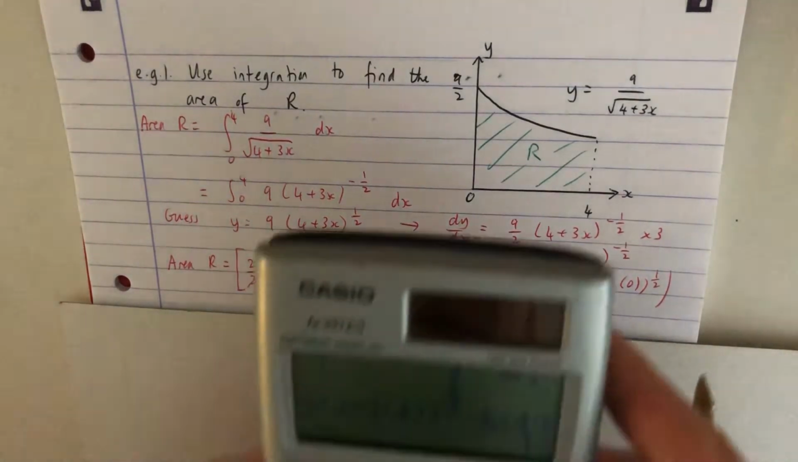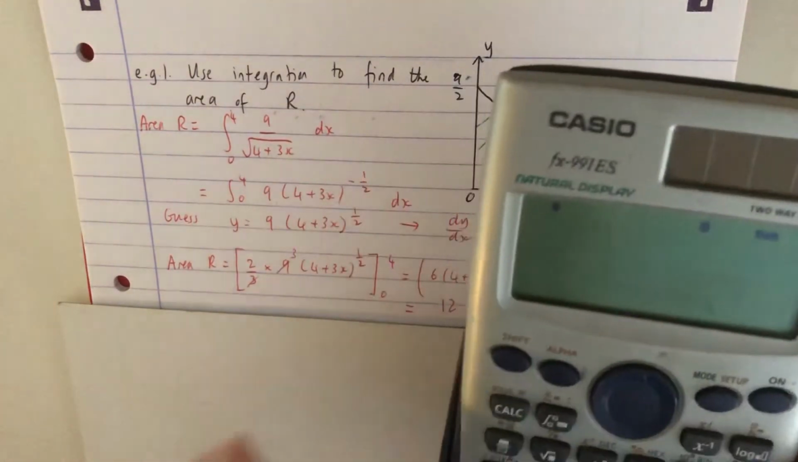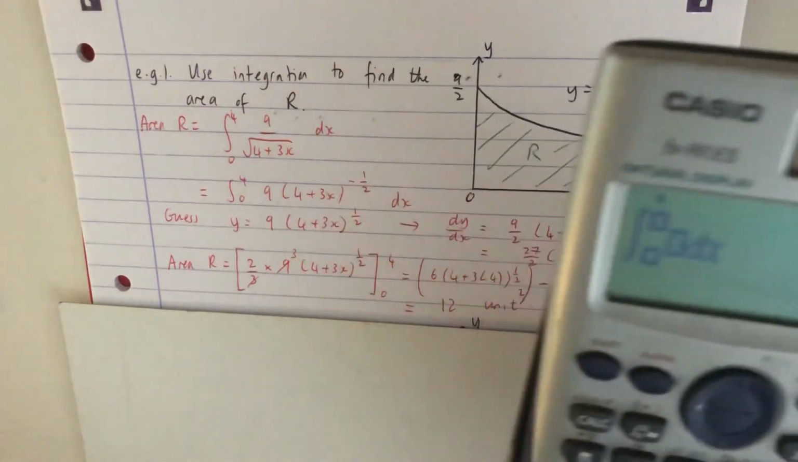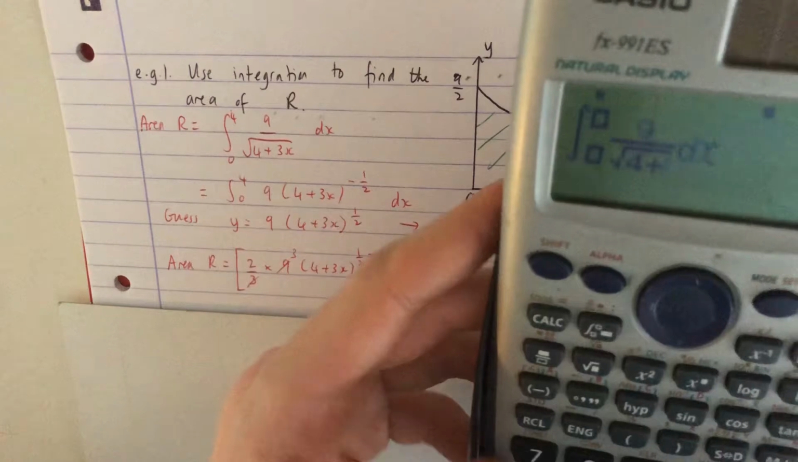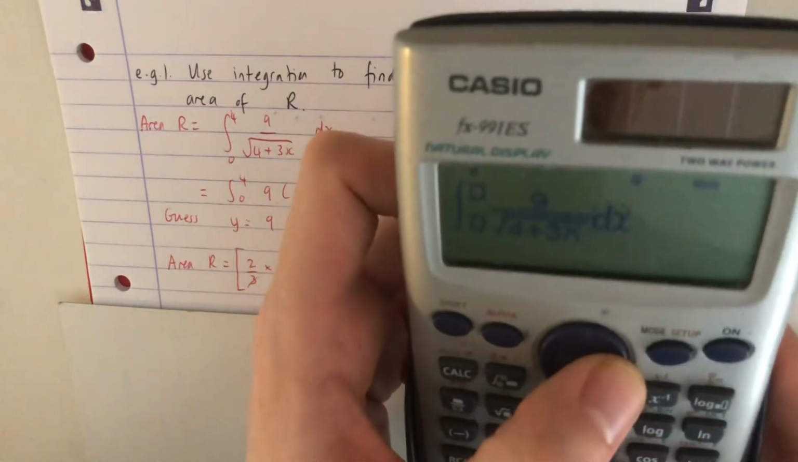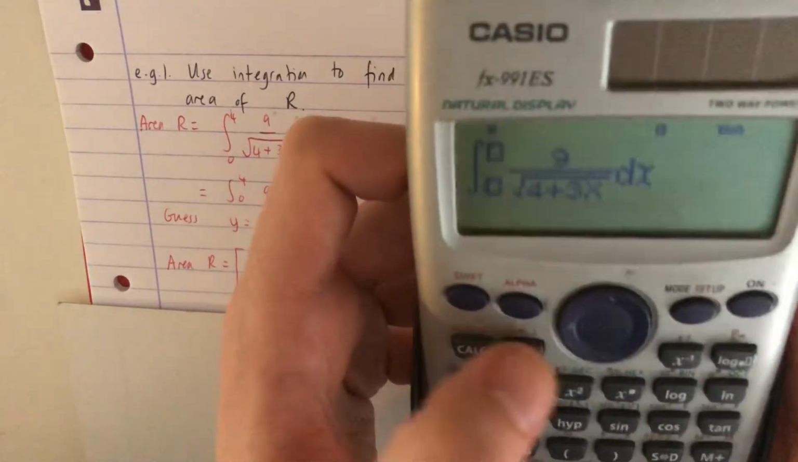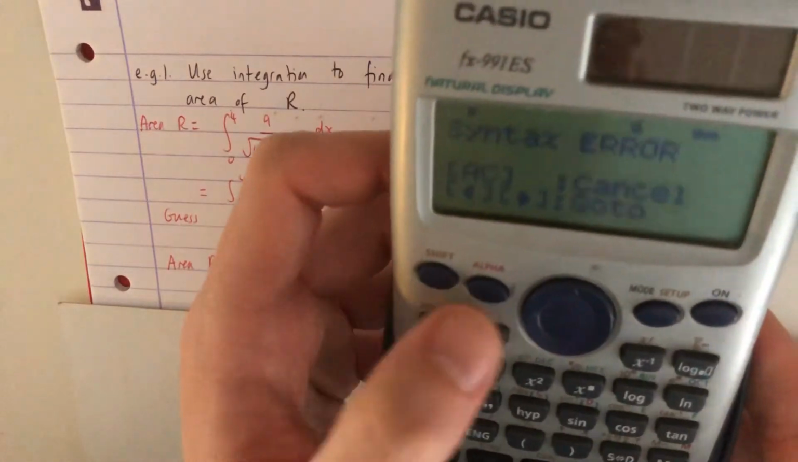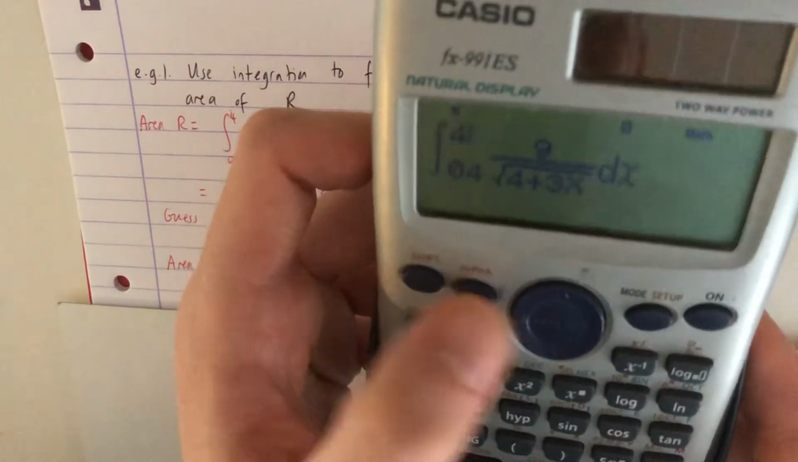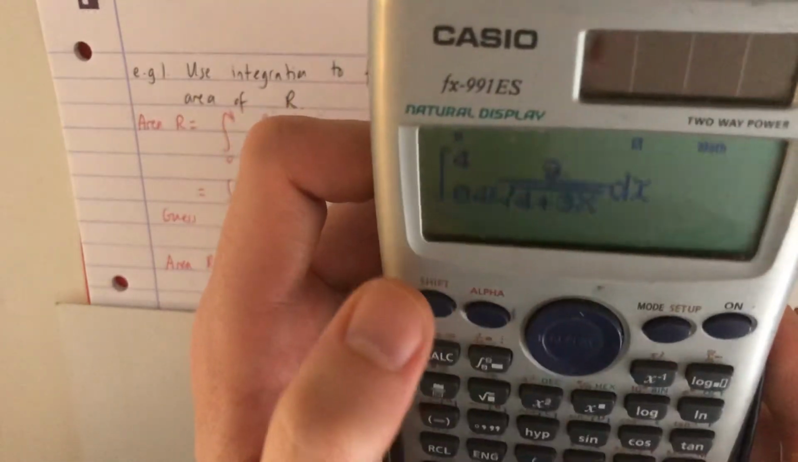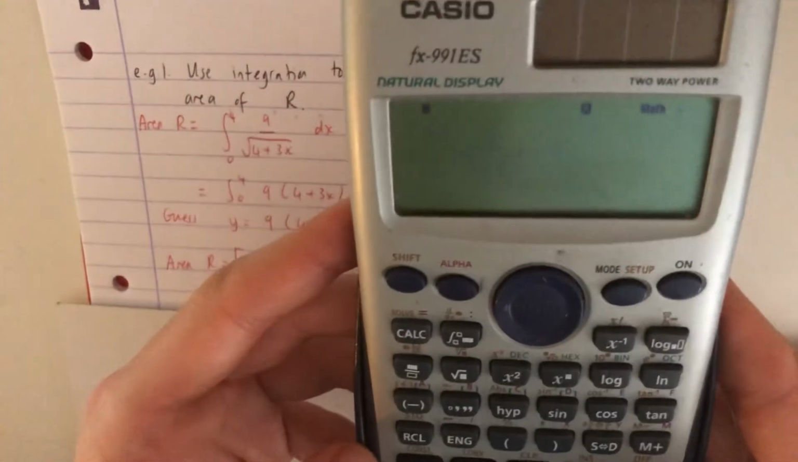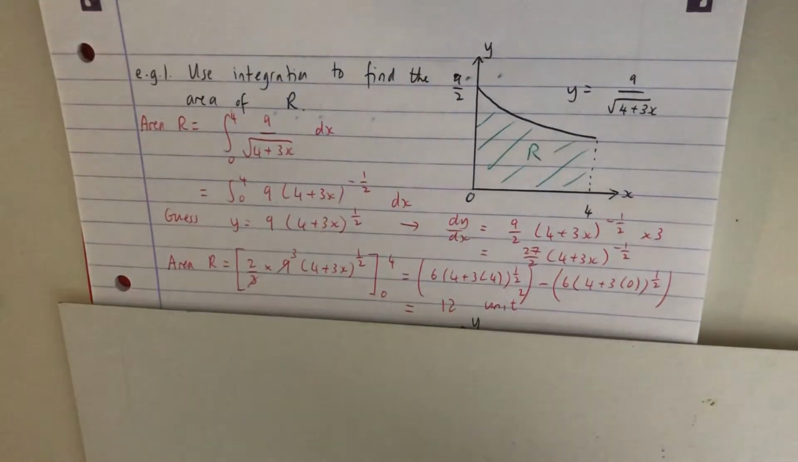Okay. I can always use my calculator if you've got one of the fancier calculators to check the integration. So check to see how bad this is. Hopefully I've done it right. Between 0 and 4. Yeah, so that's what that one's done.